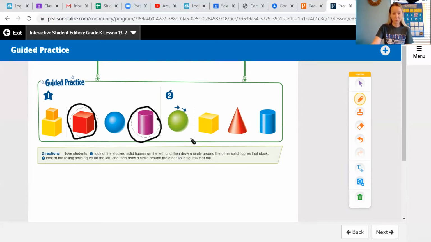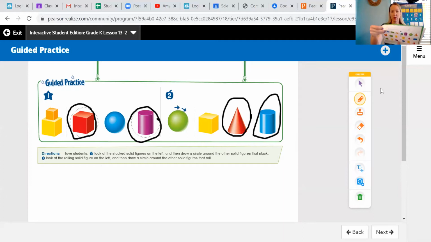All right, number 2. Look at the rolling solid figure on the left right here. It's a sphere. Draw a circle around the other solid figures that also roll. All right, a cube. Can a cube roll? Does it have any round or curved sides? Nope, so we can't roll a cube. What about a cone? A cone is curved all the way around, so can it roll? It sure can. We will circle the cone. And the cylinder. Can a cylinder roll like a sphere? It sure can because it has the rounded or curved body.